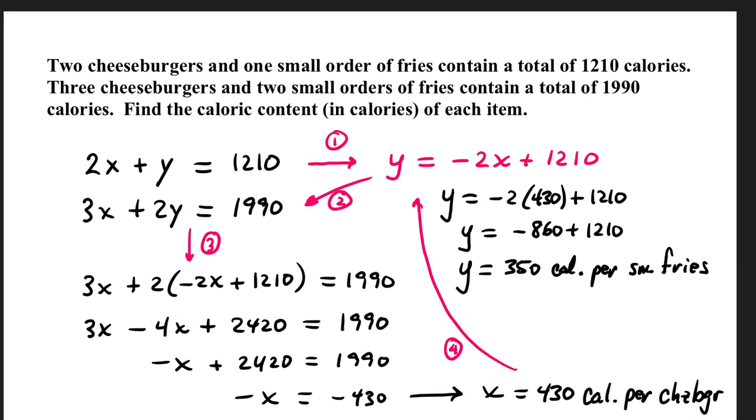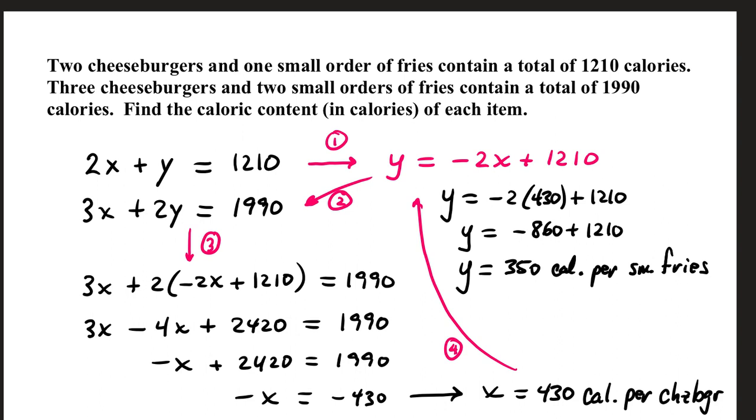Two cheeseburgers and one small order of fries contain a total of 1,210 calories. Three cheeseburgers and two small orders of fries contain a total of 1,990 calories. Find the caloric content of each item.